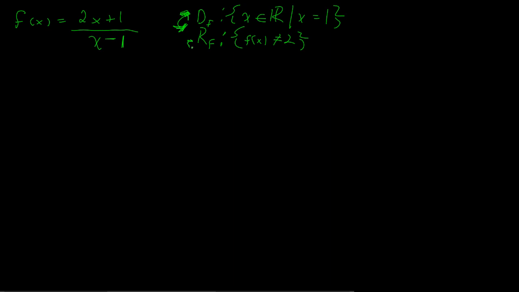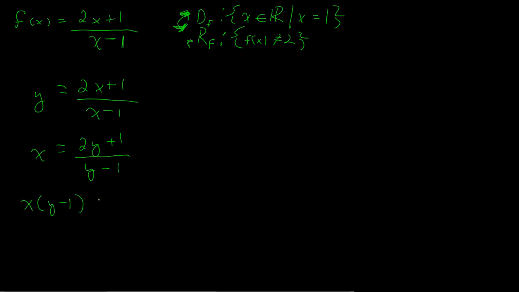So let's use our rule for inverses. I'm going to change f of x to equal y, and I'm going to replace all y's with x's and all x's with y's. And now I want to solve for y. So I'm going to cross multiply. I'm going to get x times y minus 1 is equal to 2y plus 1. I'm going to distribute: xy minus x equals 2y plus 1.